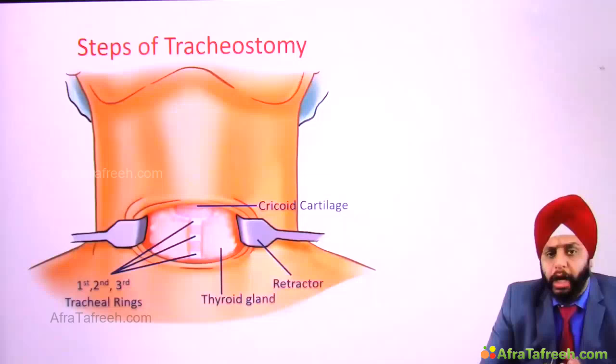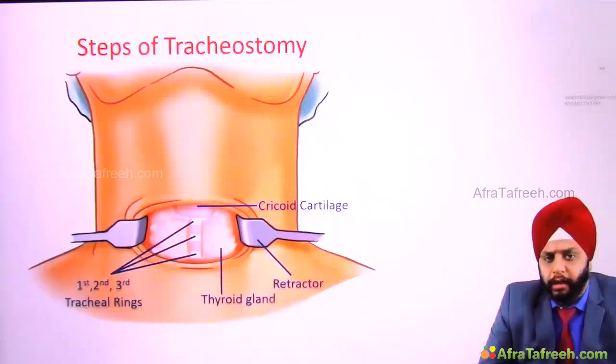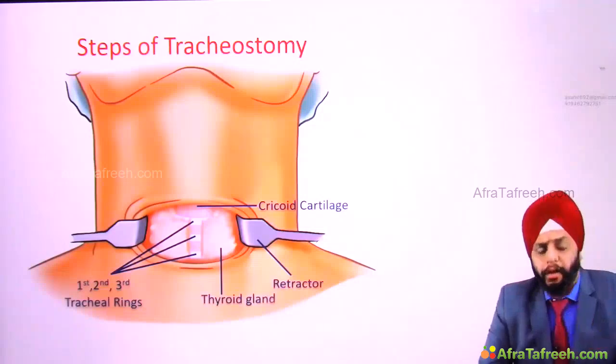For cutting, you should have cautery and everything. So if you are doing a routine tracheostomy, you are in the OT, you have electrocautery and everything available with you, you can even cut the thyroid gland. If you are doing an emergency tracheostomy, you don't have an electrocautery with you to stop a bleeding thyroid gland, so it's better to retract the thyroid gland.